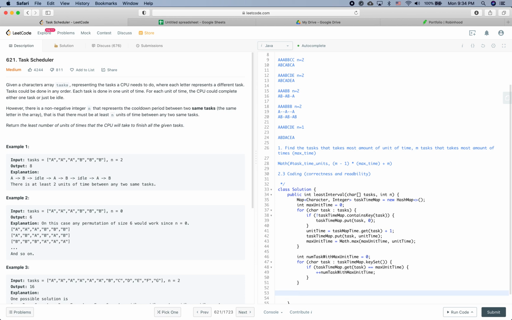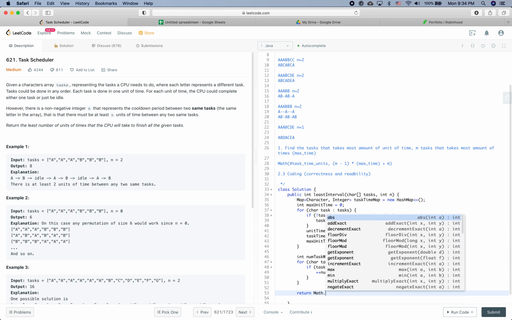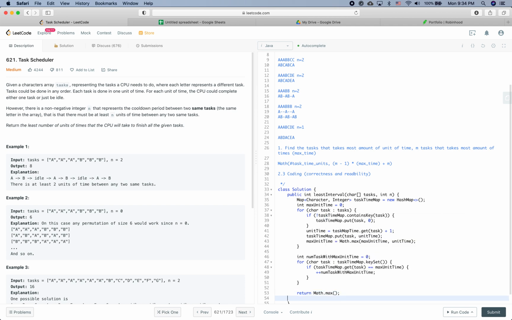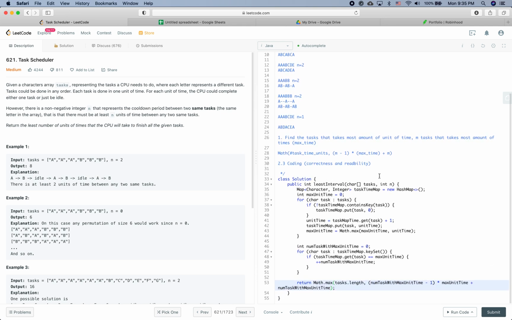I think we pretty much have everything, and we can step into this formula calculation. So we are going to return Math.max, which is the maximum. Yeah, it is a maximum actually. So it is tasks.length and (maxUnitTime minus 1) times (numTasksWithMaxUnitTime minus 1) plus numTasksWithMaxUnitTime. Alright, so now we are pretty much code complete.